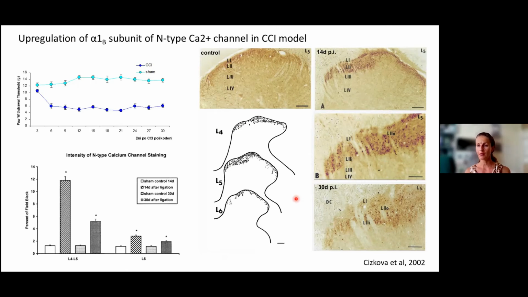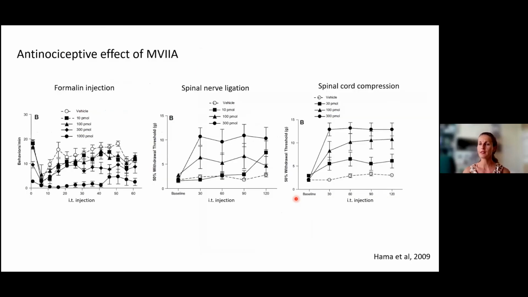Then when I came to the lab of Dr. Sagan, they were just starting research on these conopeptides, especially this M7A, which targets the calcium channel. It was a nice opportunity for me to contribute to what I started a couple of years ago back home. The antinociceptive effect of the M7A has been described in several models by Dr. Hama in our lab. He described the dose response and antinociceptive effect after the formalin injection, after the spinal cord ligation, and after the spinal cord compression.